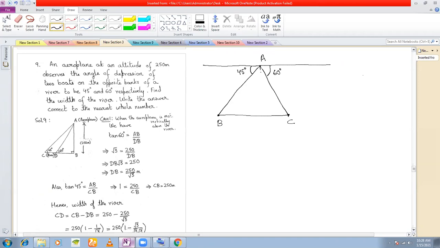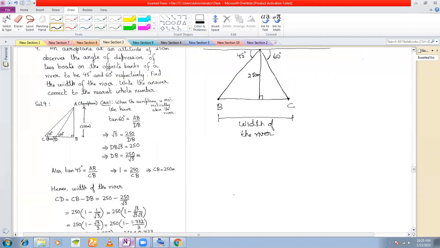And the aeroplane is at what height here? The aeroplane is at a height of 250 meters. All this is given. What you need to find is the width of the river. So if you see, this entire length is the width of the river. Any questions with the diagram? This is one possibility. The next possibility can be that the aeroplane has already crossed the river.